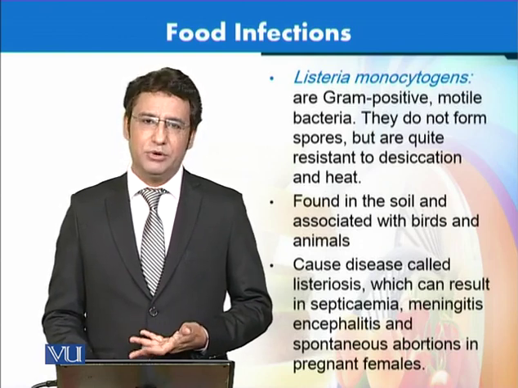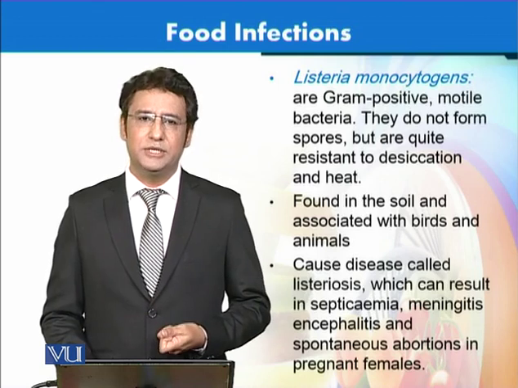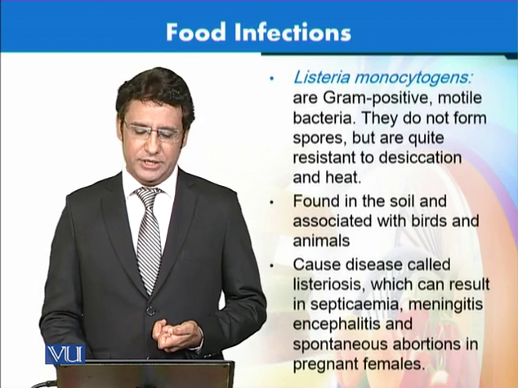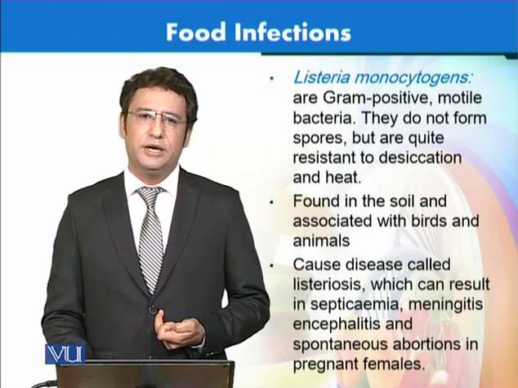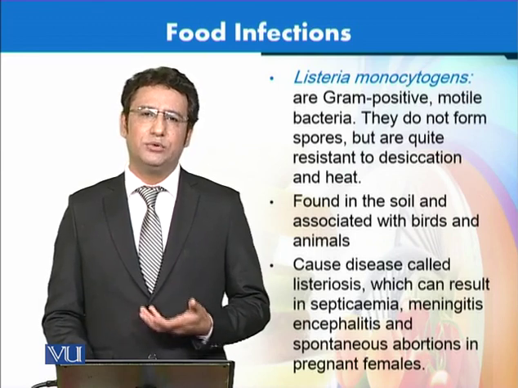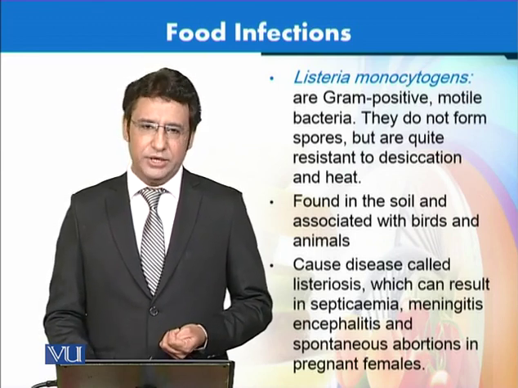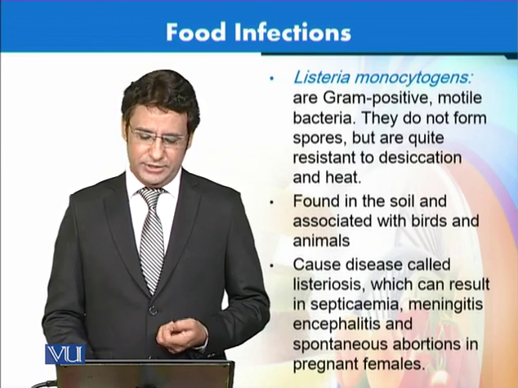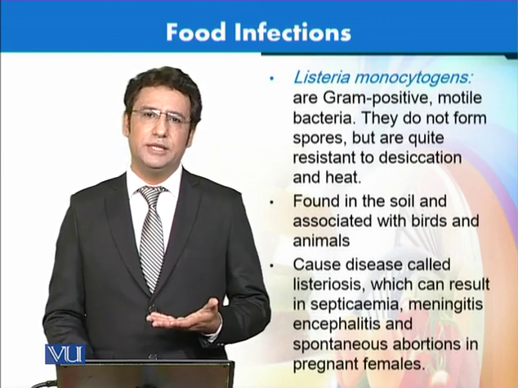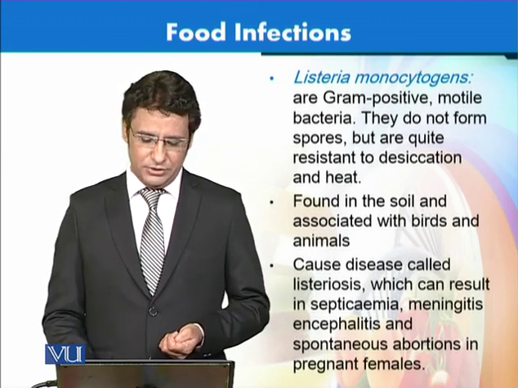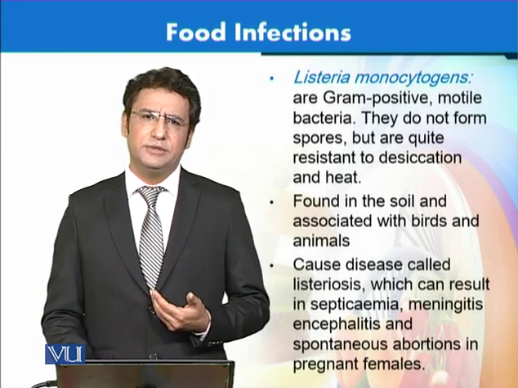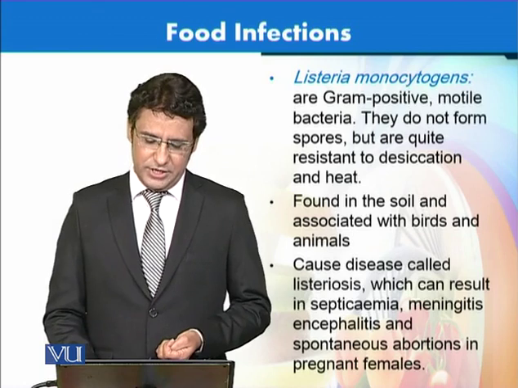Another serious pathogen is Listeria monocytogenes. It is gram-positive. It is a motile bacterium. It can move. They are not spore-forming bacteria, and they are quite resistant to desiccation and heat. So it is difficult to get rid of this bacteria from our food. It is found mostly in soils, and birds and animals can carry this pathogen and transmit it to our food. The disease that is caused by this kind of infection is listeriosis.